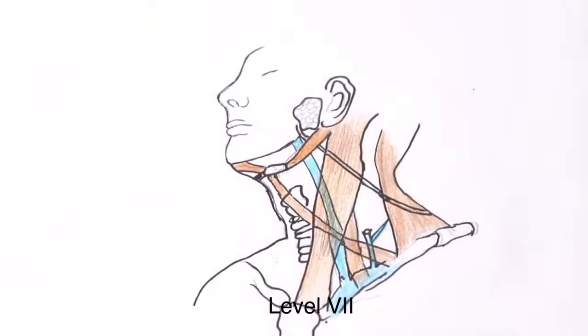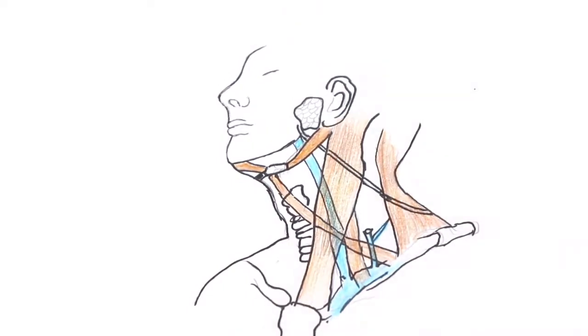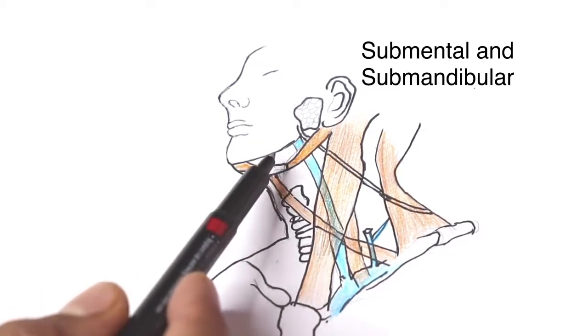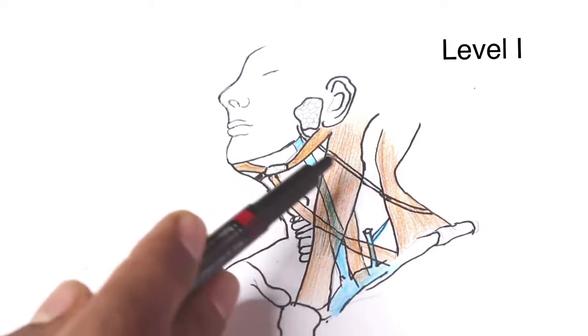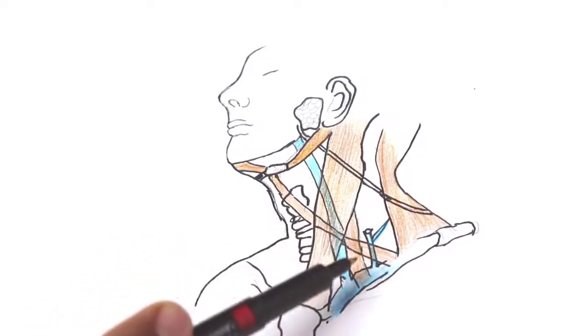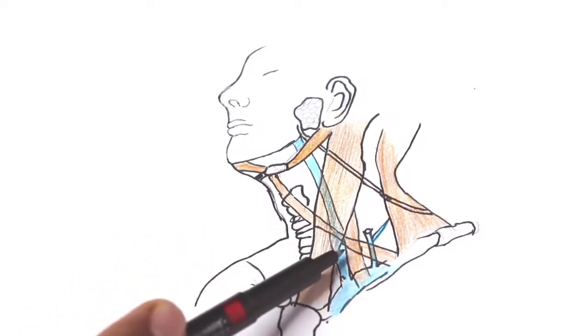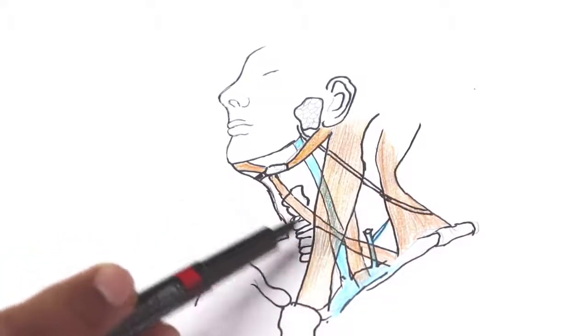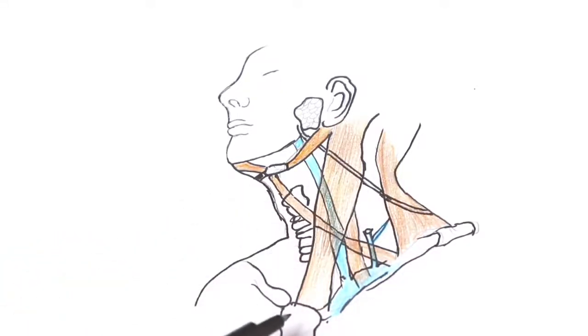Level 1, the submental and submandibular nodes come under level 1, and upper jugular nodes come under level 2, and mid jugular level 3, and lower jugular is called level 4, and posterior triangle nodes come in level 5, anterior compartment nodes come in level 6 and mediastinal nodes come in level 7. So now we'll look into one by one.